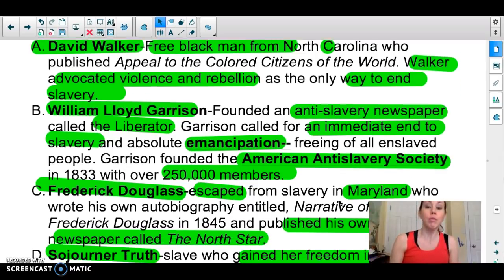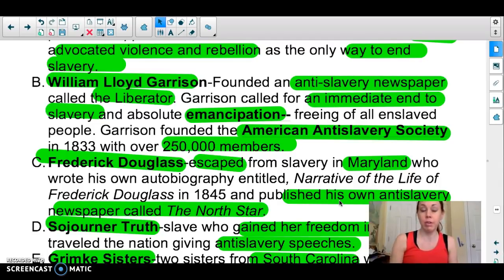William Lloyd Garrison is a white man. He founds the anti-slavery newspaper called The Liberator, and he calls for not gradualism, but immediate end to slavery, absolute emancipation.